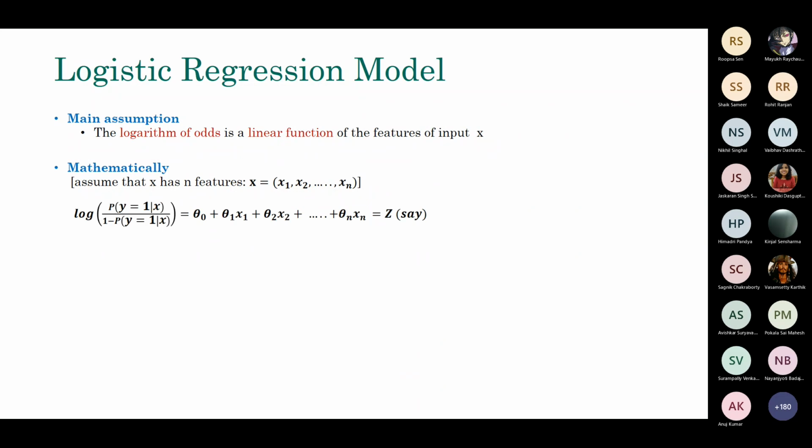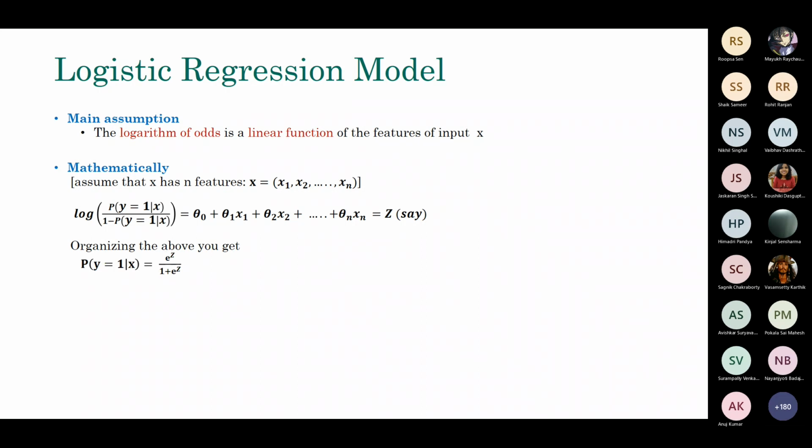The log of the odds, as we said before, equals a linear combination of the feature values: theta 0 plus theta 1 x1 plus theta 2 x2 and so on and so forth. We use z as a shorthand for that. So that's the assumption behind this model, the linearity assumption.